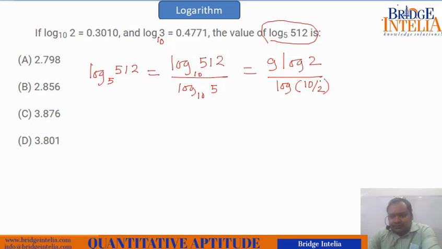Why did we do so? Because we only know the values of log 2 and log 3, so we can't use any other number. So to express 5, we used 10 by 2. So this can be written as 9 times log 2 whole divided by log 10 minus log 2.